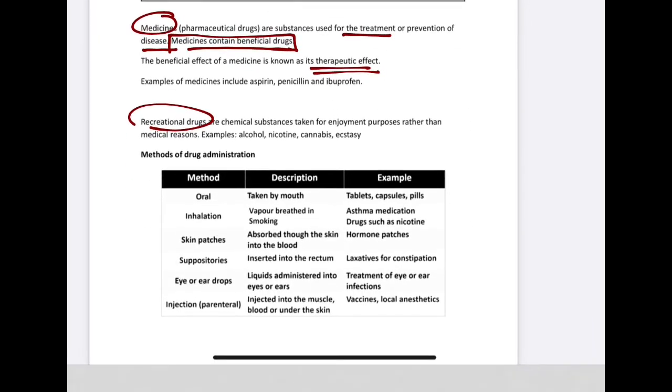Now, how do we take drugs? There are different ways for drug administration. We can have oral drugs. These are taken by the mouth: tablets, capsules, pills. These are easiest for the consumer to take. However, it requires that the medicine is absorbed by the digestive tract, and some medicine may irritate the digestive tract or cannot be absorbed by this method, and therefore we have to look for another route for absorption.